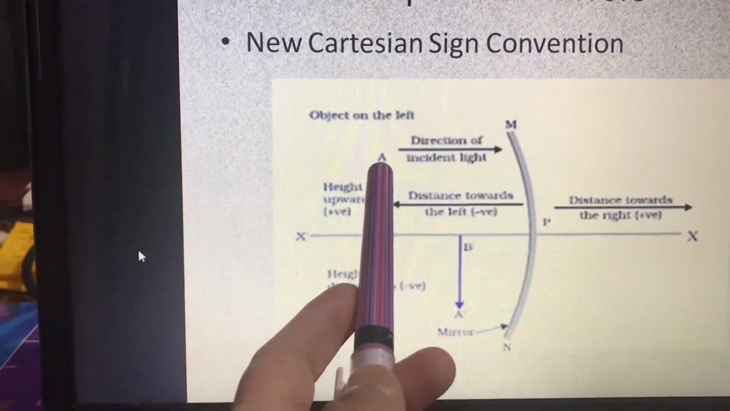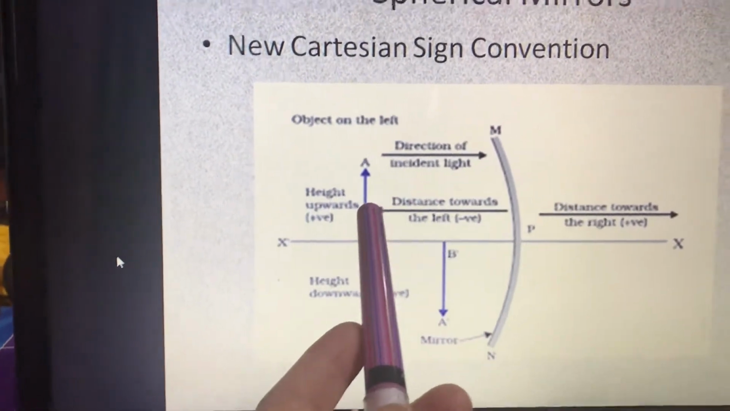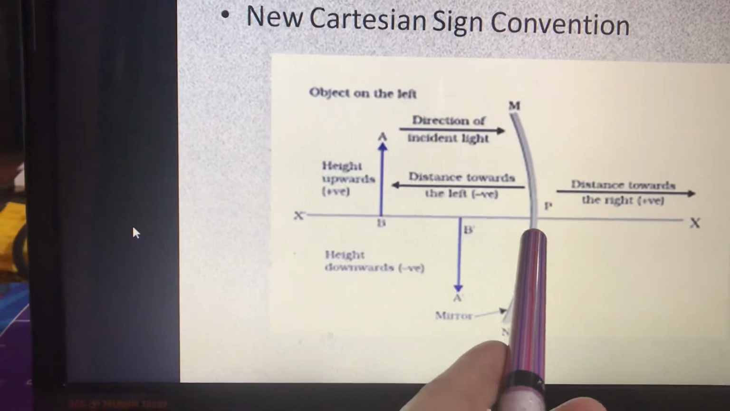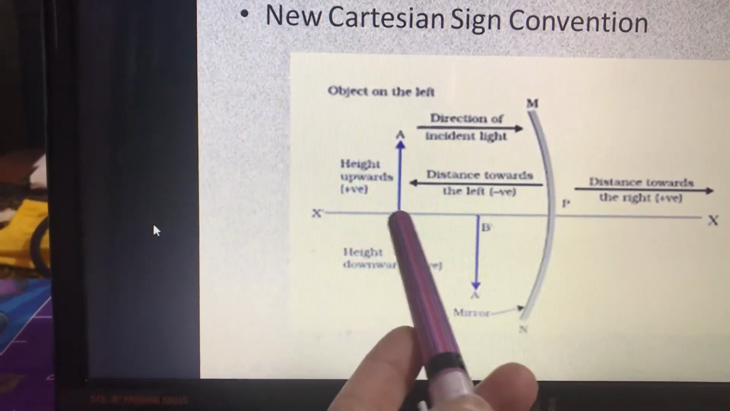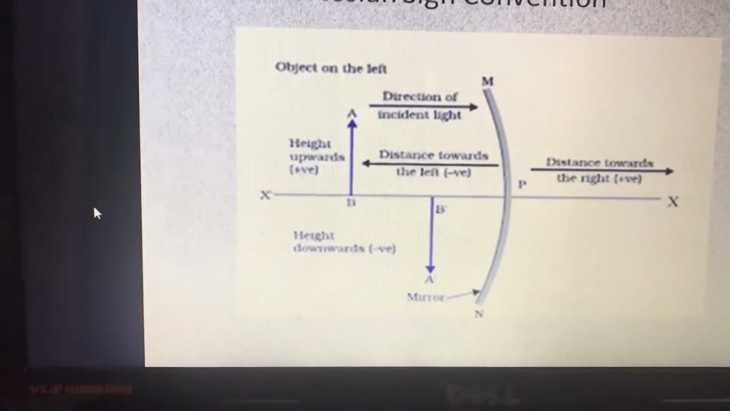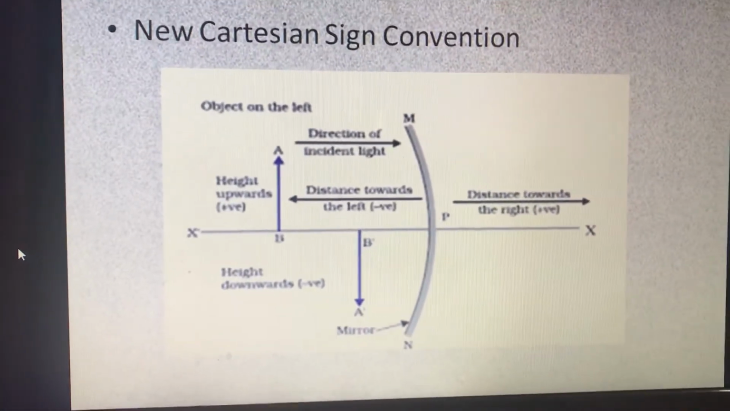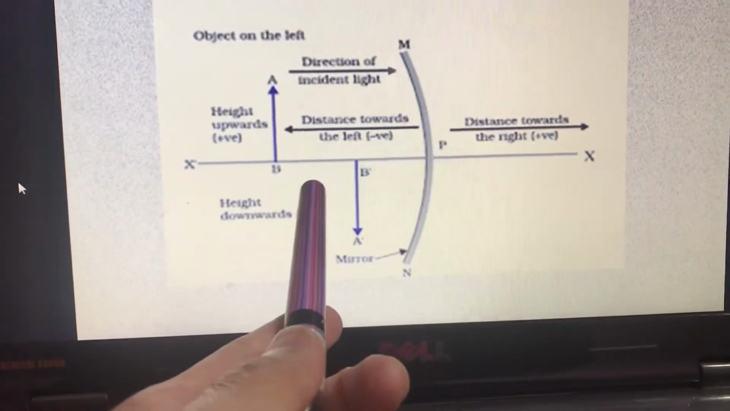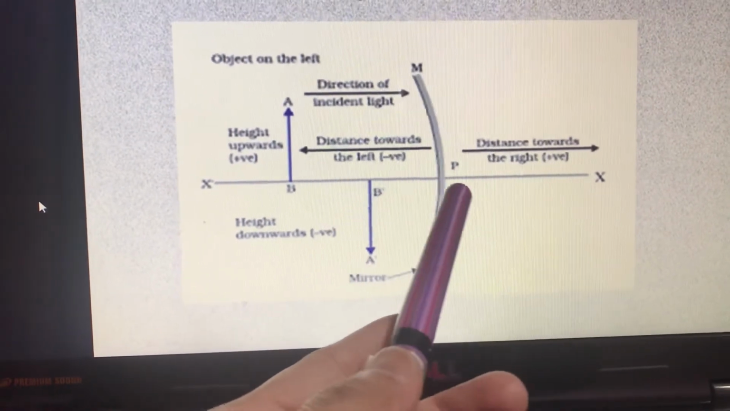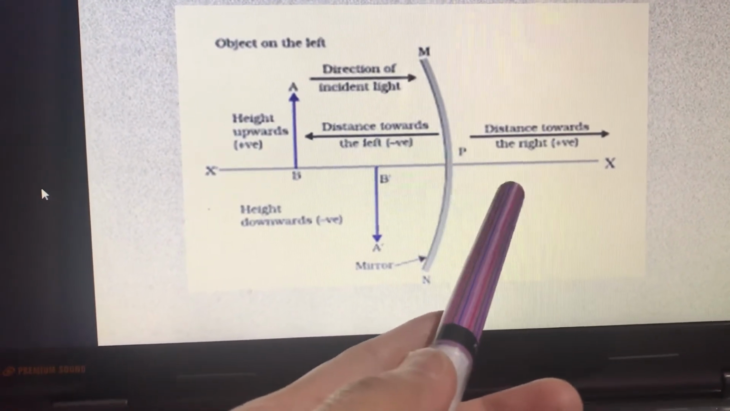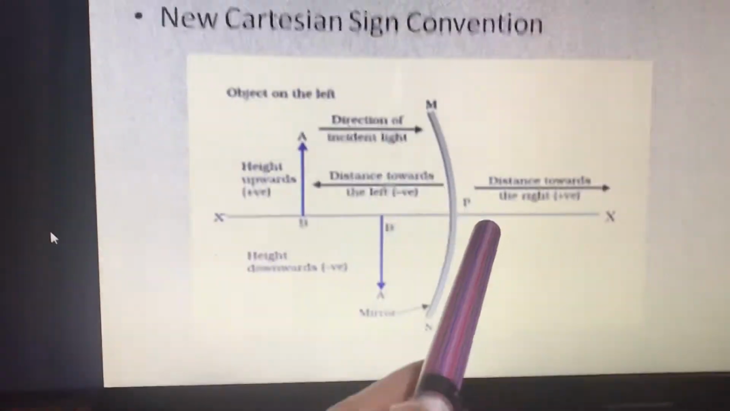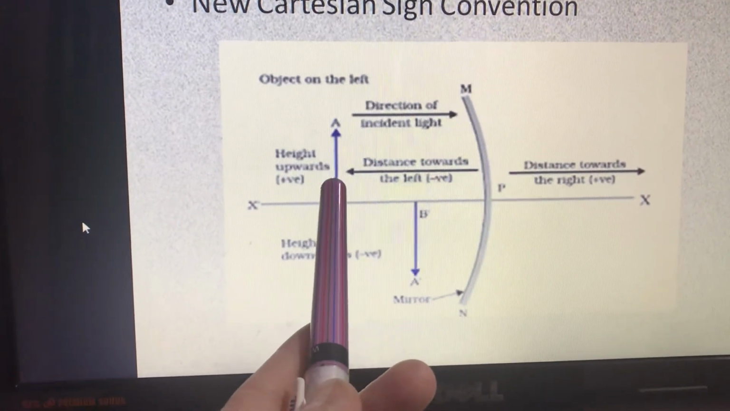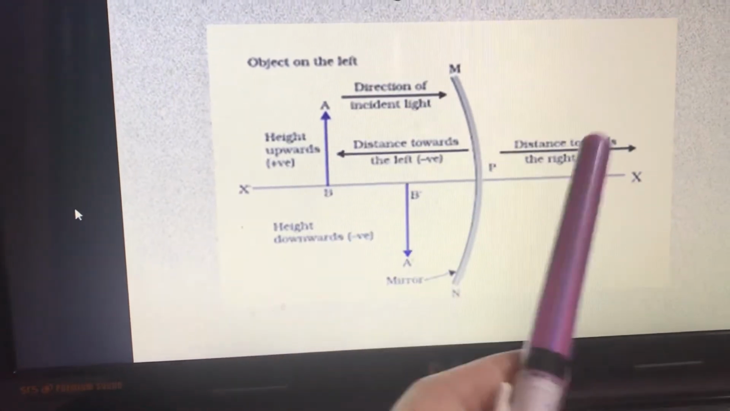All of you know that we place the object on the left side of the mirror, so the distance of the object from the mirror is denoted by u, and it is always negative. And the distance of the image, if it is formed on the left side, is also negative, or if it is virtual, it will be positive.